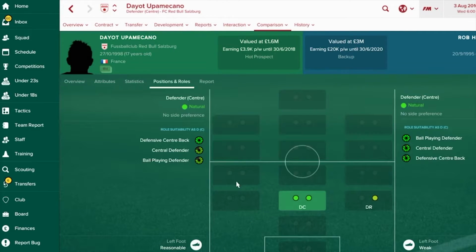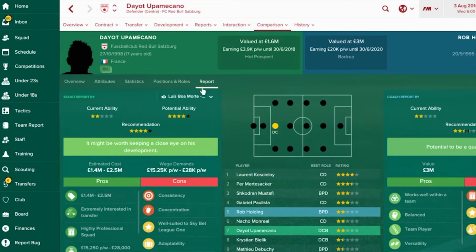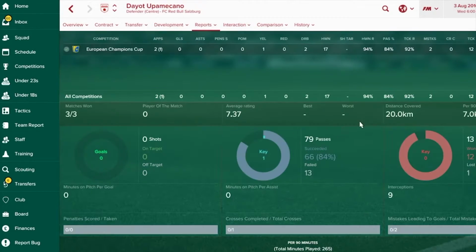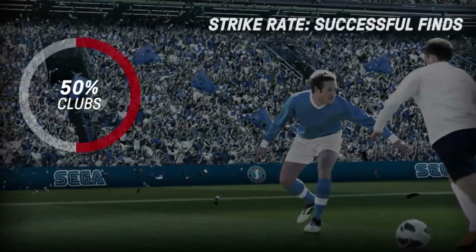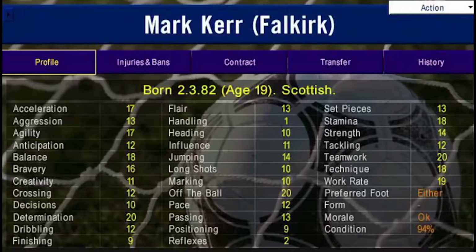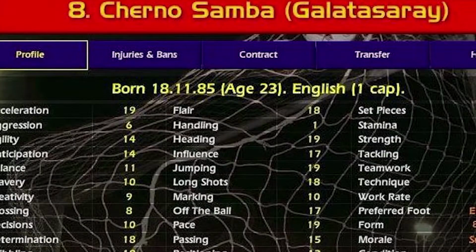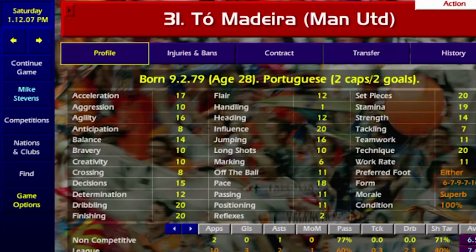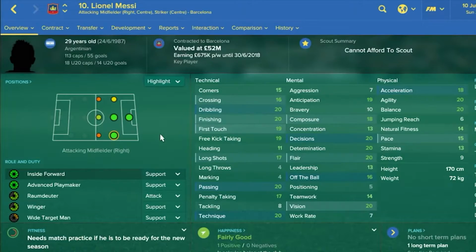The strike rate for transfers at most clubs is around 50%. Our strike rate's a lot better than that. The last time we looked and tried to work it out was 99.5%, which is pretty insane. Expectations are so high that everyone fixates on that 0.5%. But for every Freddie Adu, there's plenty more Messis and Hazards out there.